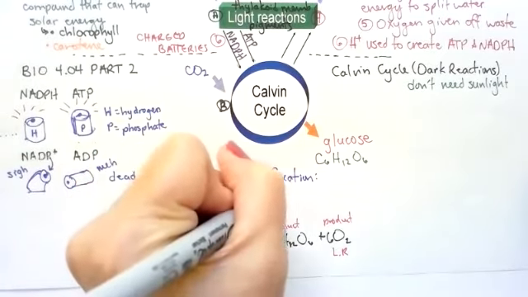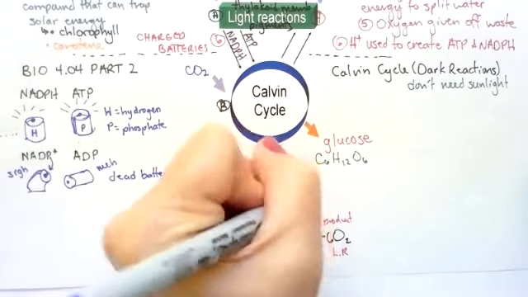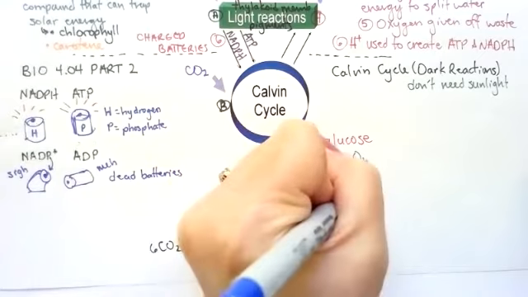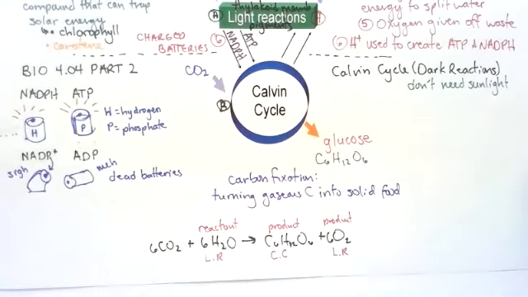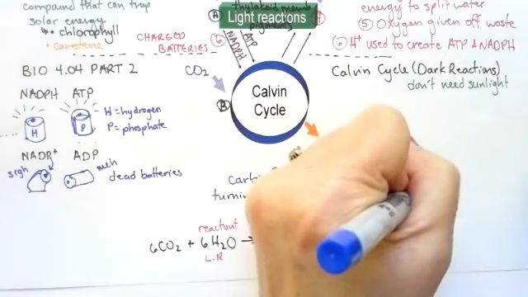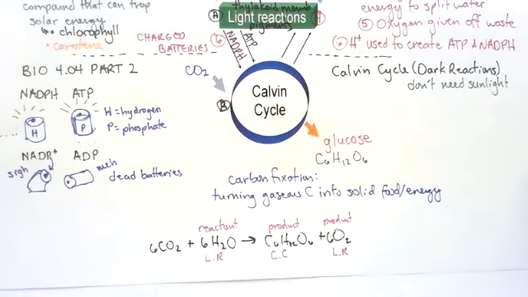Turning gaseous carbon into a solid food source or energy source. Plants can literally make food out of thin air. So how do they do that?